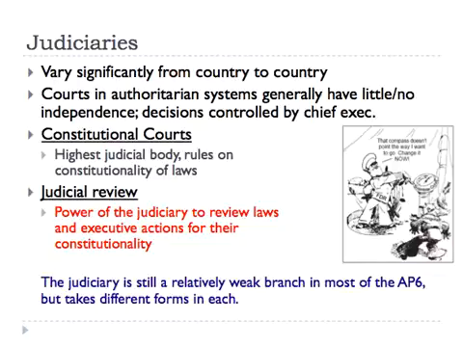Judiciaries vary, again, from country to country. Courts in the authoritarian system have little or no independence. There's constitutional courts, which is usually the highest judicial branch, ruling on all constitutional issues of laws. There's judicial review. Again, we know that to be the power of the judiciary branch to review laws and any executive actions. And then you have the judiciary still being a relatively weak branch. And we'll look at the different people, and even in the UK, how new it is compared to the United States.